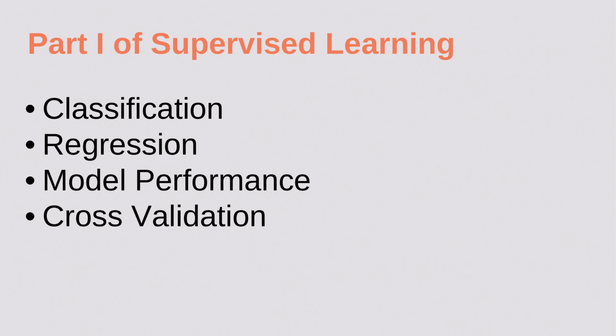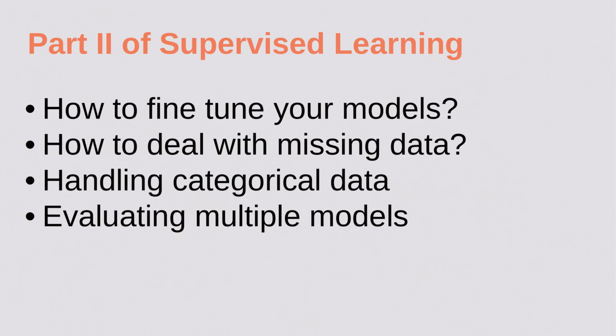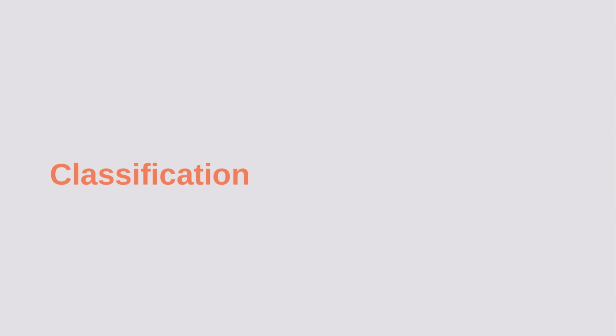As mentioned earlier, in this video we will learn how to model classification and regression using scikit-learn and also evaluate model performance and cross-validation. In part 2, we will be learning how to fine-tune models, how one can deal with missing data and categorical data, and how one can evaluate multiple models to choose the right one. Let's begin. Let's build our first model.